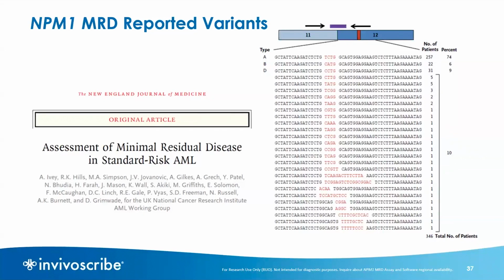And so this is all to say that it's in this region of exon 12 that the NPM1 MRD MiSeq assay is targeting, and the software will report any insertion variant in this region between 4 to 20 base pairs in size.